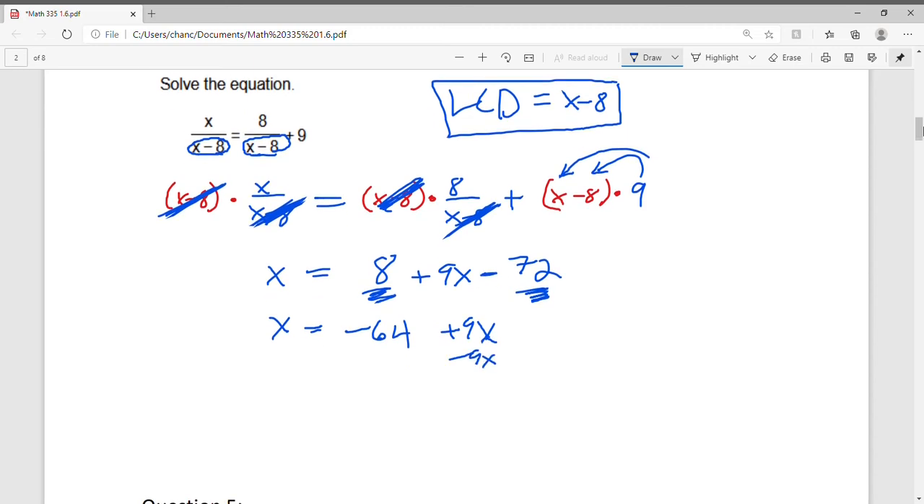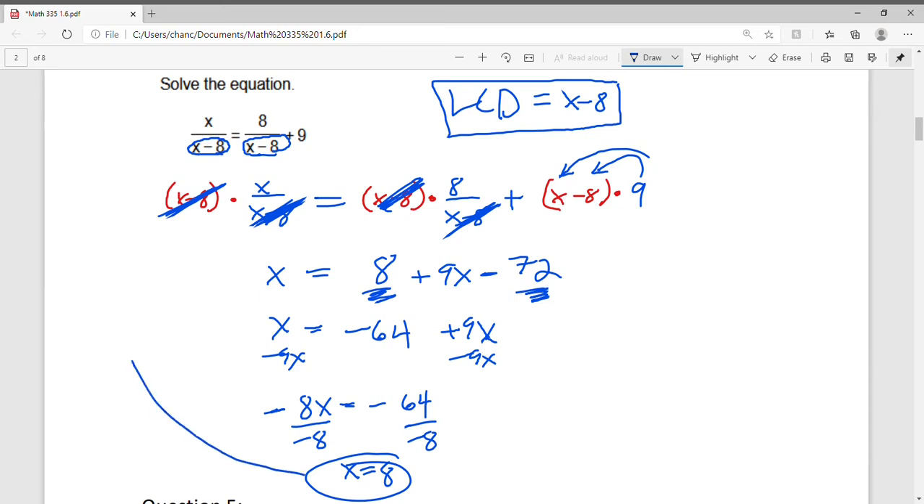Let's subtract the 9x to both sides. Negative 8x equals negative 64. And I can divide both sides by negative 8. So x equals 8. Now some people might think that's our solution.